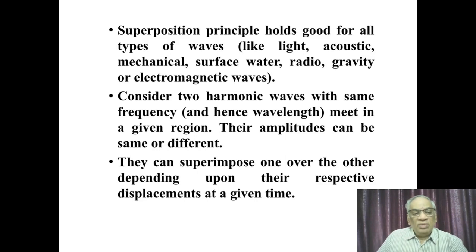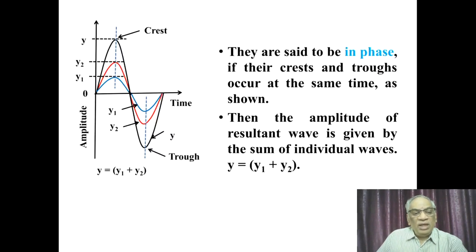Now consider two harmonic waves with the same frequency, hence wavelength, meeting in a given region. Their amplitudes can be the same or different. They can superimpose one over the other depending upon their respective displacements at a given time. In this slide you can see two waves of different amplitudes y1 and y2 superimposed one over the other such that they are in phase.